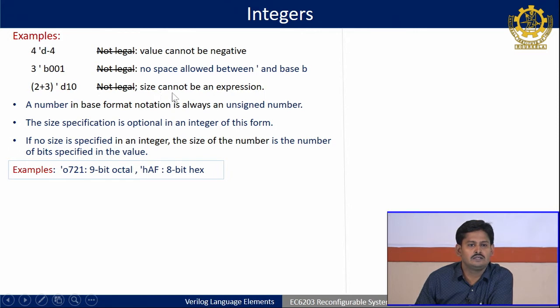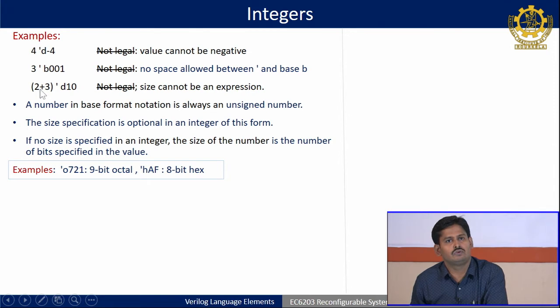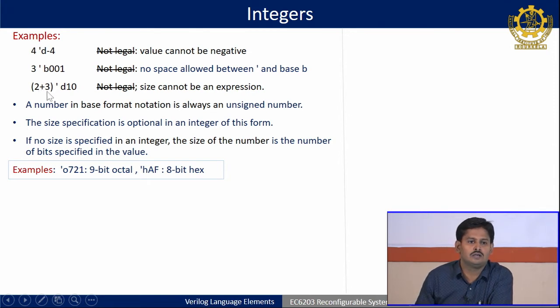Similarly, in the last line it is given that size cannot be an expression. Like you take 3, 4 or 10 or 16, you can't put any expression here, right. 2 plus 3 you can't write, you have to write directly 5'd10. Okay. So these are the standard semantics. This knowledge is required to go further into the more complex design modeling styles of Verilog.